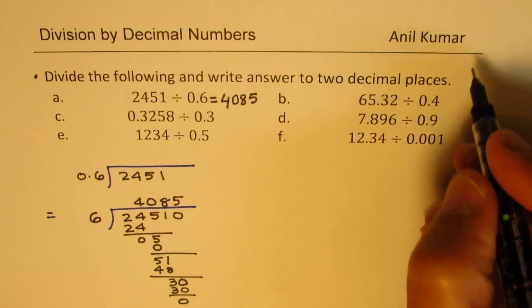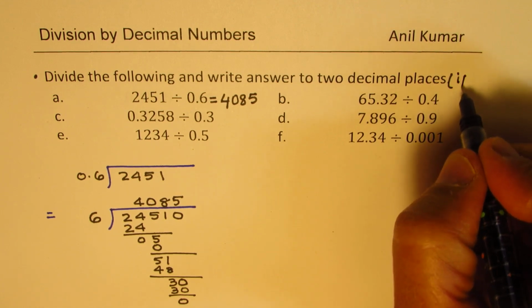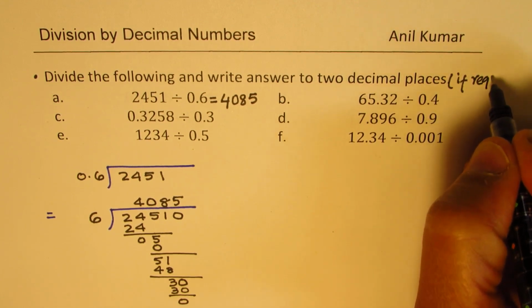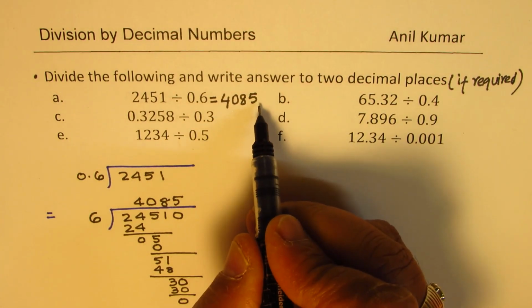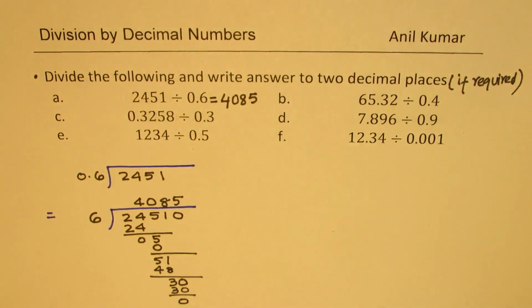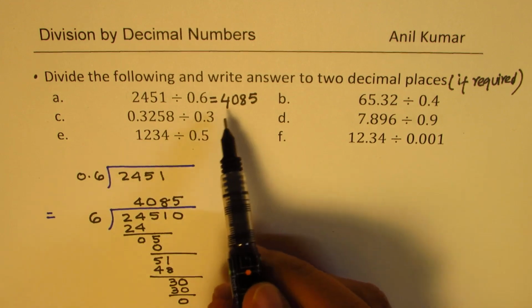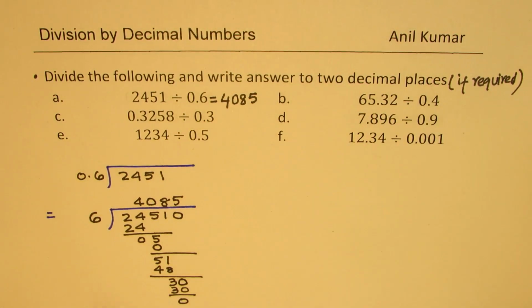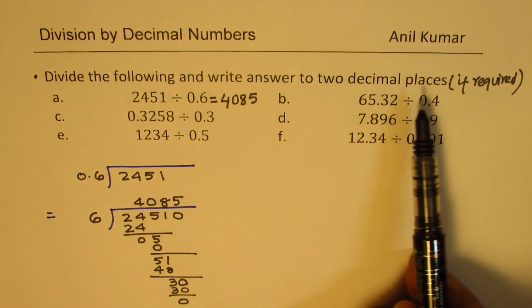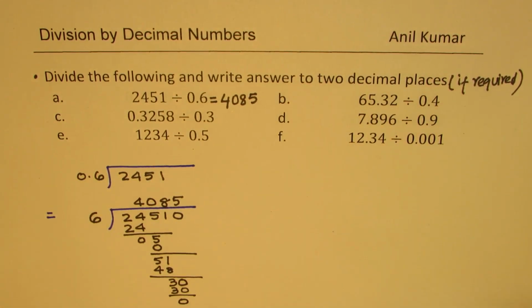Correct. Now, when we wrote the question, we wrote divide the following and write answer to 2 decimal places, right? So if required, let me write. So unnecessarily, I do not want to put a decimal and 2 zeros, right? So when we get into decimals as our quotient, in that case, we'll write 2 decimal places, right? So I kind of changed the question if required, right? So that is the steps involved. So I hope these steps are clear, right?